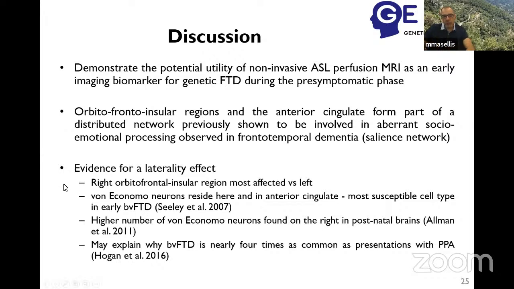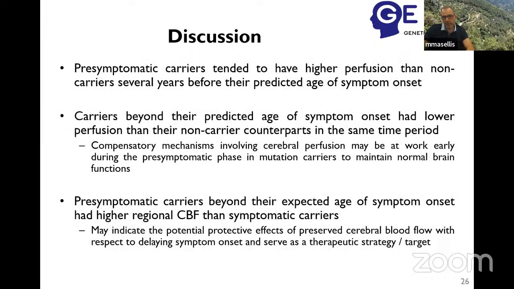Well, there have been studies showing that there's a higher number of von Economo neurons found on the right in postnatal brains. So this may explain why behavioral variant FTD is nearly 4 times as common as presentations with PPA, primary progressive aphasia. We also showed that pre-symptomatic carriers tended to have higher perfusion than non-carriers several years before their predicted age of symptom onset, and that carriers who went beyond their predicted age of symptom onset had lower cerebral blood flow than their non-carrier counterparts in the same time period.